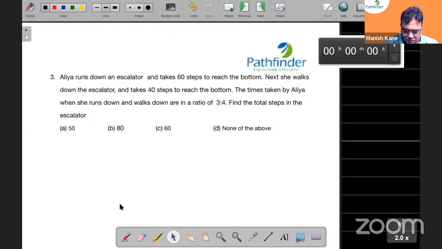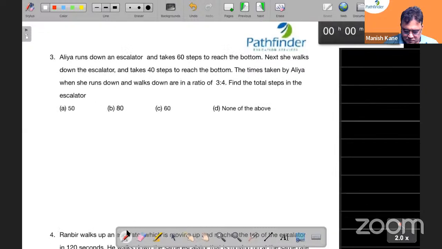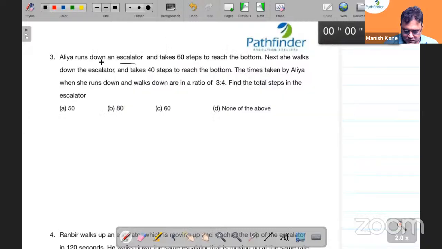All right. So let's try to solve this. Alia runs down an escalator and takes 60 steps. So while running down, she's taking 60 steps. Obviously, she's taking more steps when she runs down. And then she walks down and takes 40 steps. The times taken when she runs down and walks down are in the ratio of 3:4. So when she runs down, she takes time 3t, and when she walks down, she takes time 4t.